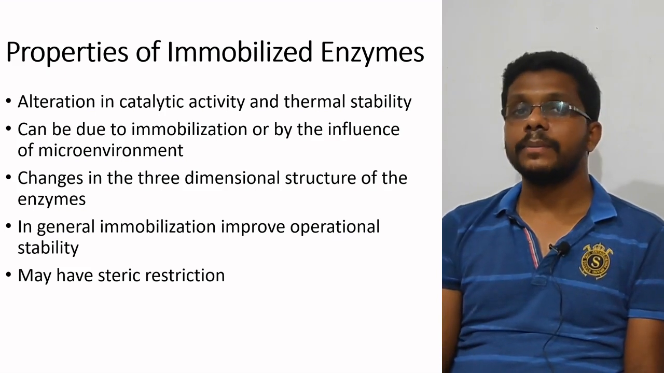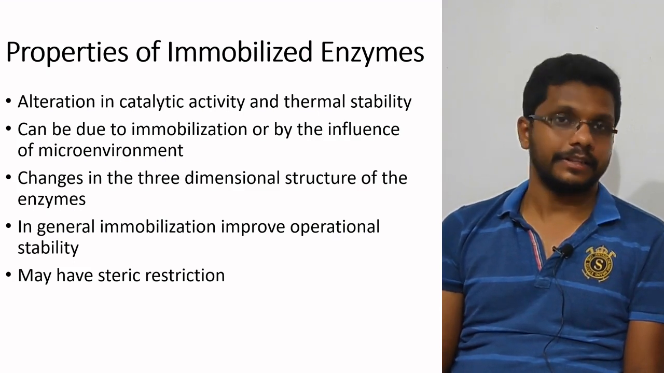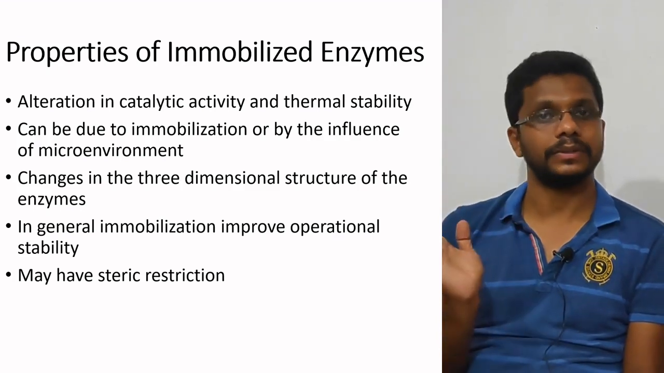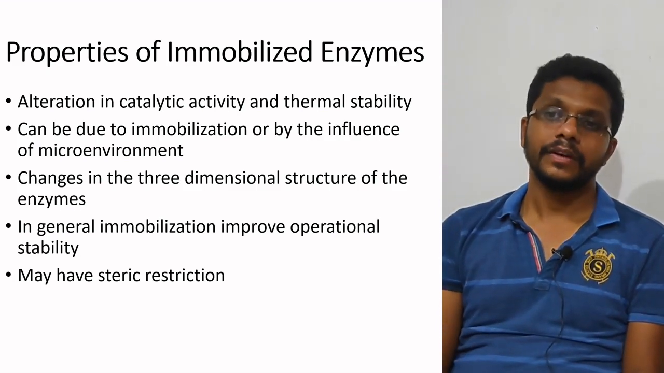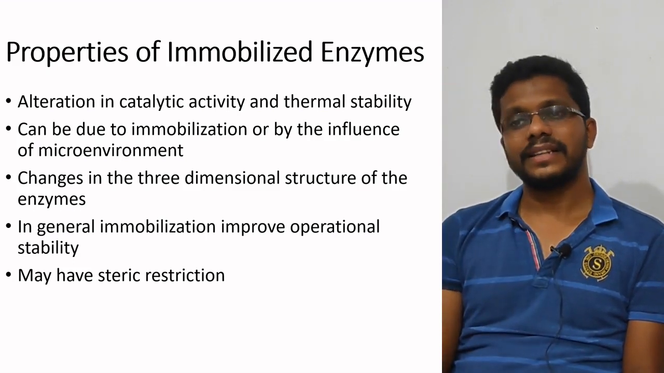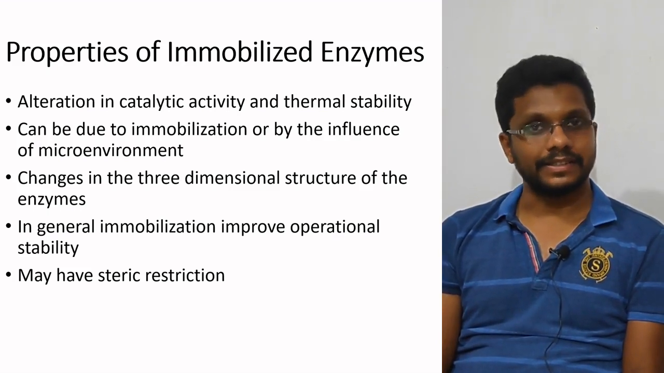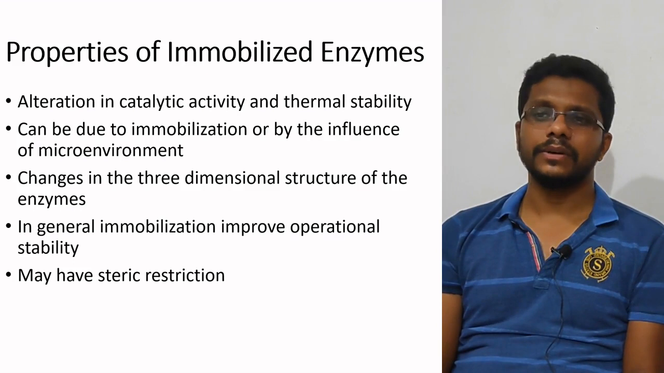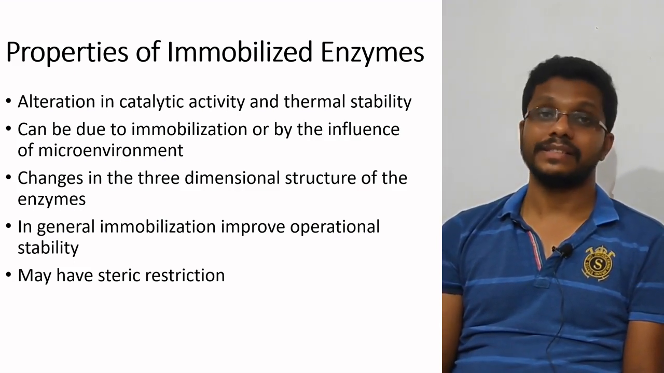But generally, immobilized enzymes have several properties. First one is alteration in catalytic activity and thermal stability. So if an enzyme is immobilized, there will be changes in catalytic activity. It may either go up or go down, depending on the type of process. And thermal stability, how it resists the temperature, will also increase or decrease. But in a general sense, catalytic activity will increase during immobilization. Thermal stability also increases during immobilization. But if you are doing some cross-linking or covalent binding, catalytic activity may go down instead of going up. But generally, thermal stability is always going up when we are immobilizing the enzyme in a solid support.